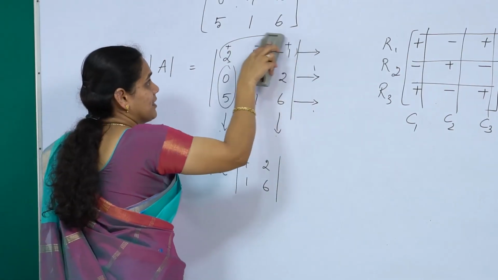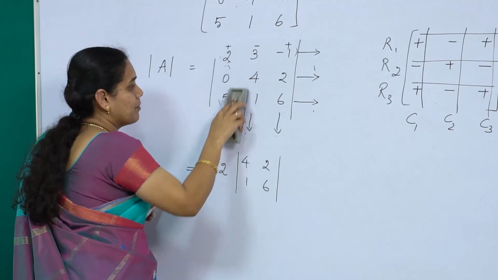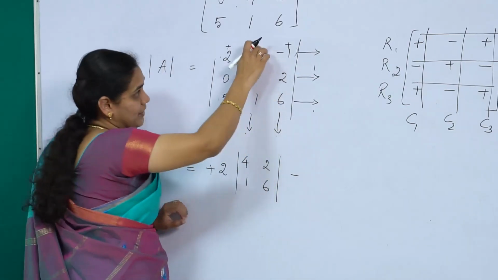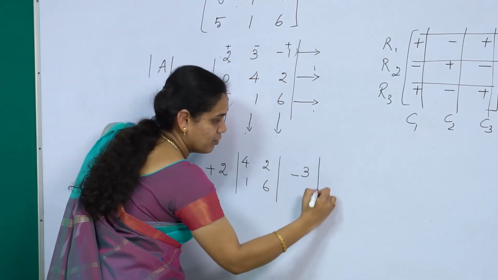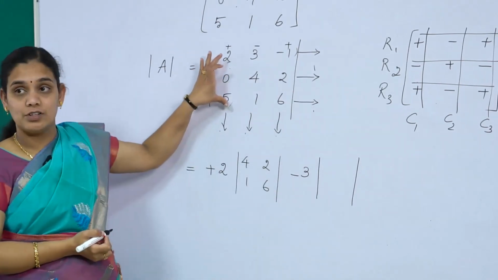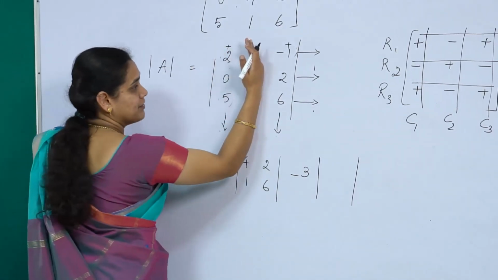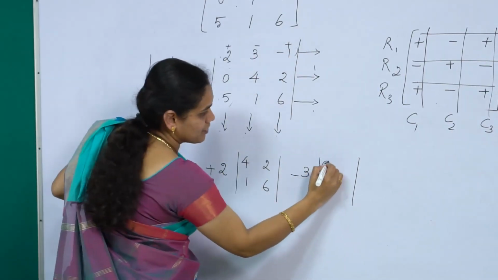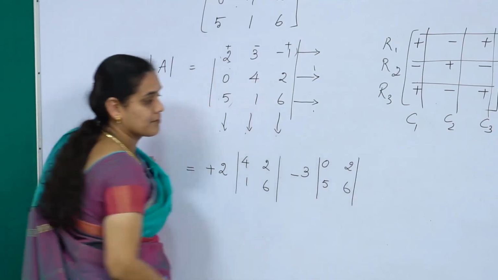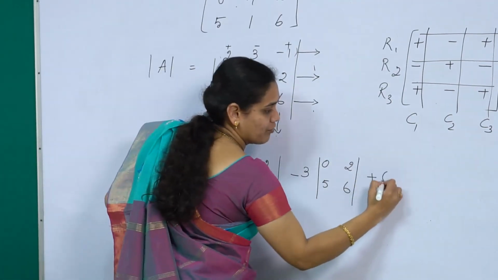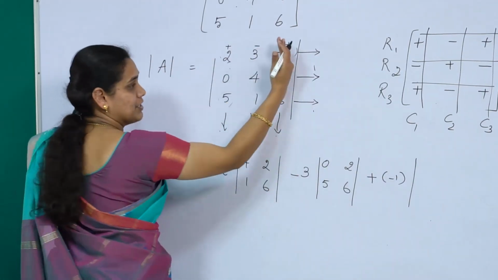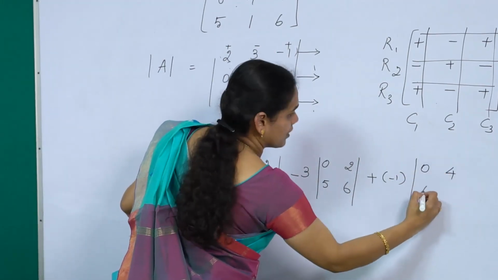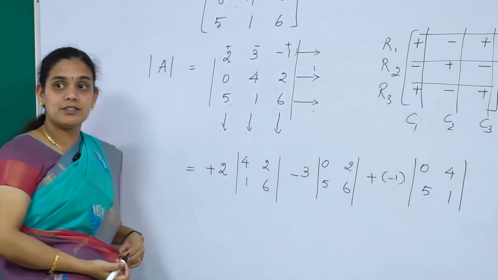Then the next element. We use minus, and the element is 3. Just as we did for the first element, we delete this column and this row. We have 4 remaining elements, that is 0, 2, 5, 6. Then the last one, plus of minus 1. Here also if we delete this column and row, we get the remaining 4 elements, that is 0, 4, 5, 1.